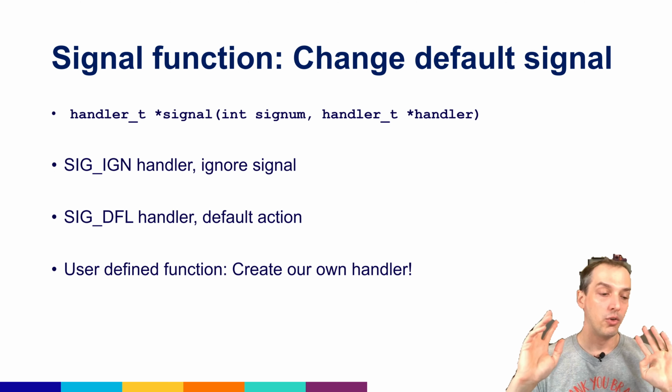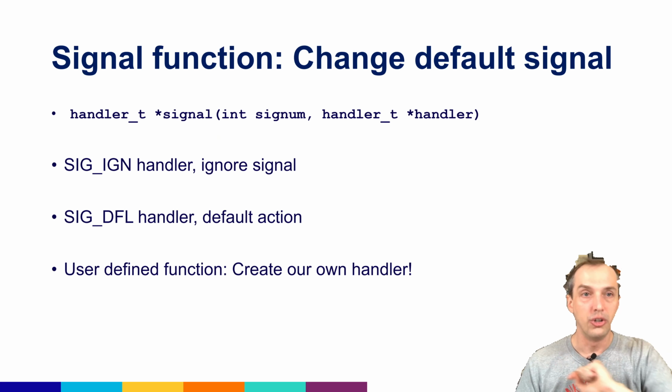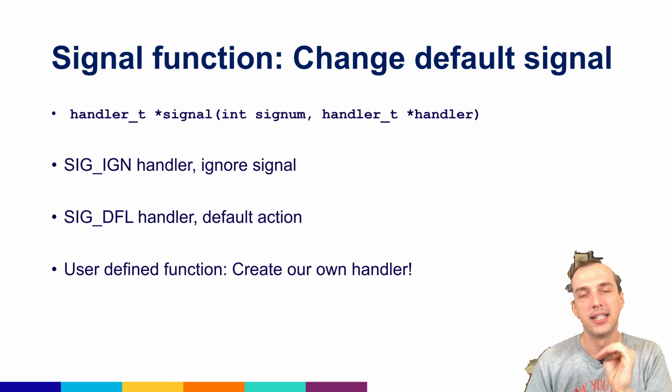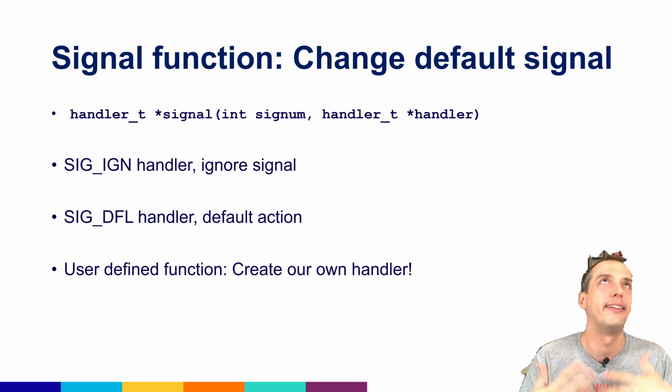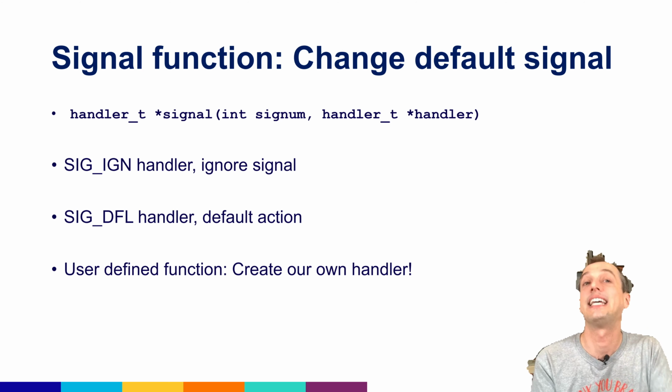Now, except for SIGSTOP and SIGKILL, you can define a new way to handle a signal, and that's what the signal function does. There's a little weirdness here, and I love catching people on these things. The signal function does not send signals.